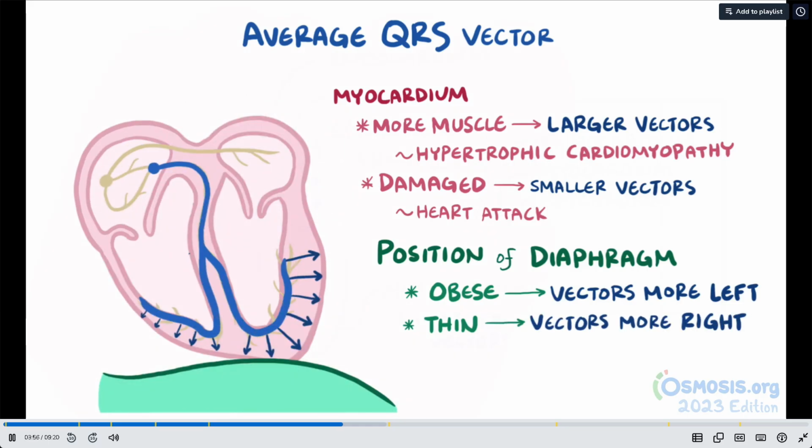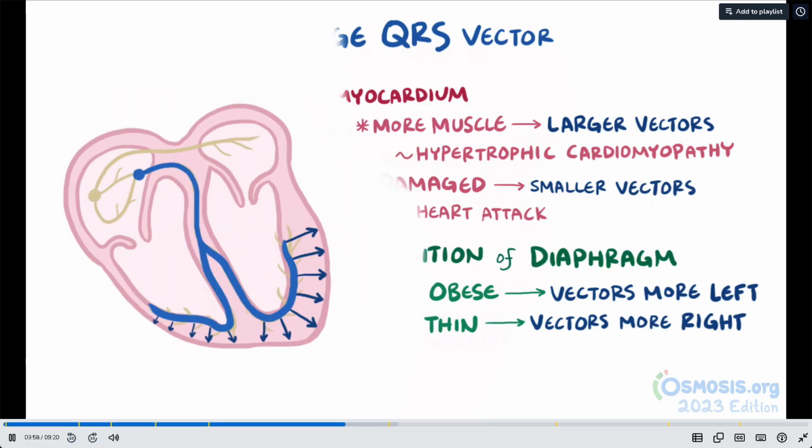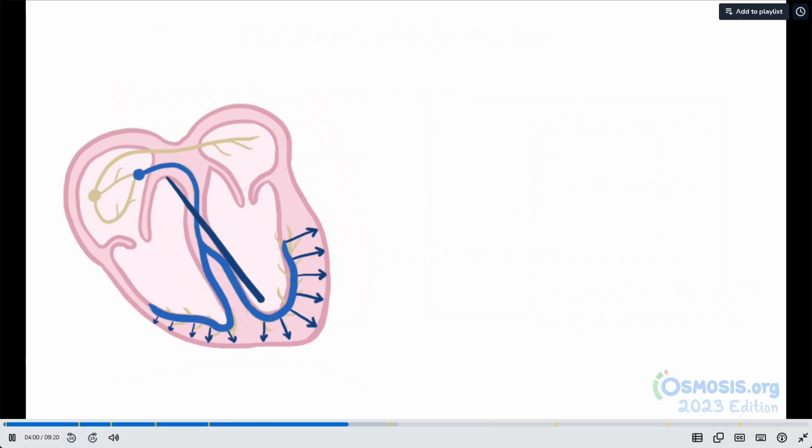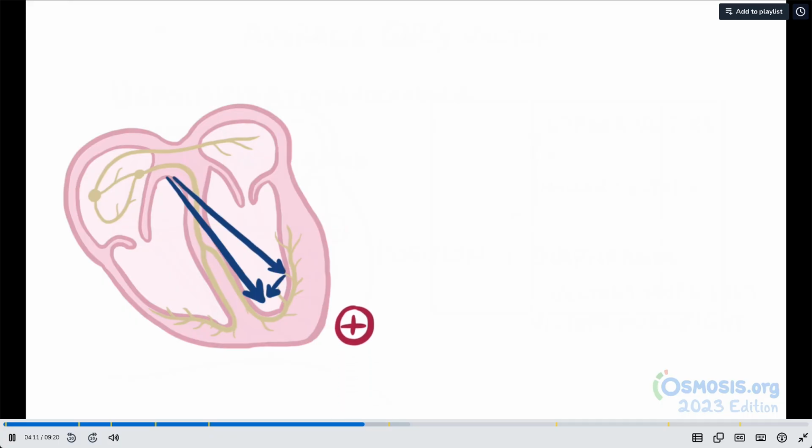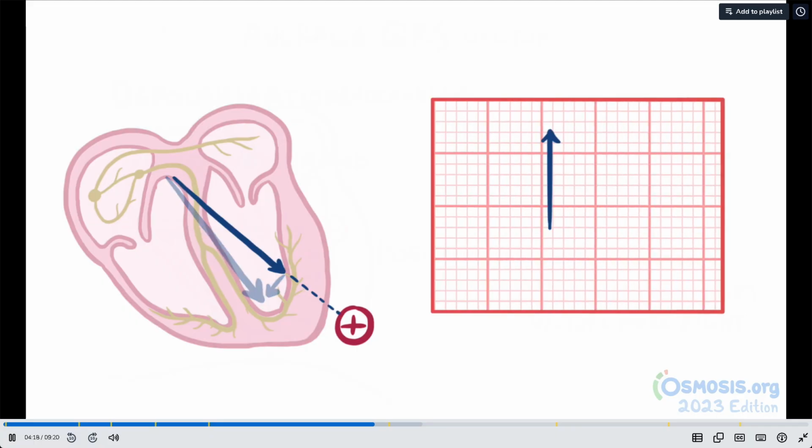When everything's taken into consideration, all of the individual vectors are added up, and then there's one overall representative vector arrow, which starts from the AV node and points in one direction through the ventricles. Now, remember that vectors can be broken down into two perpendicular vector components. So if you look at the component that points at the positive lead electrode, that's what gets recorded on the ECG. And therefore, when you plot these vectors over the course of a ventricular depolarization, you end up with the QRS complex.